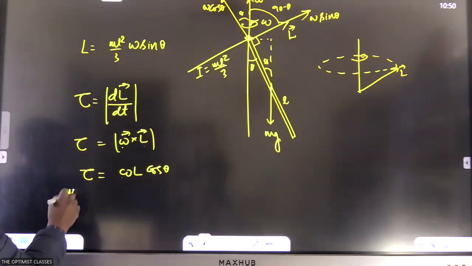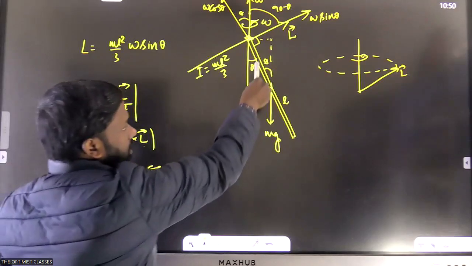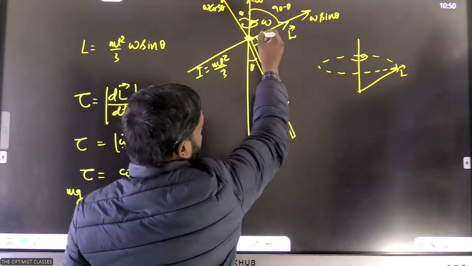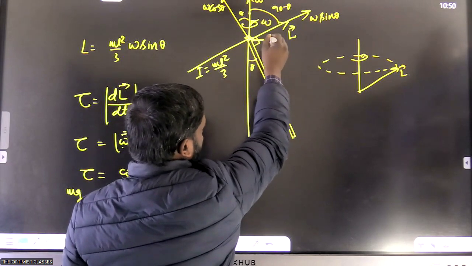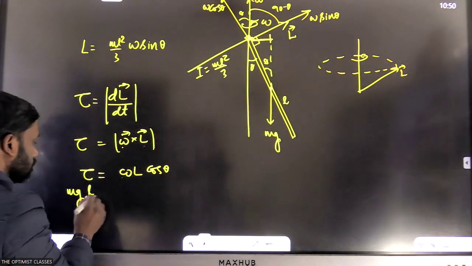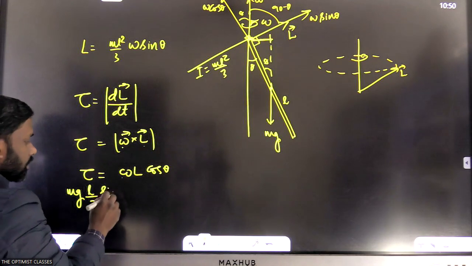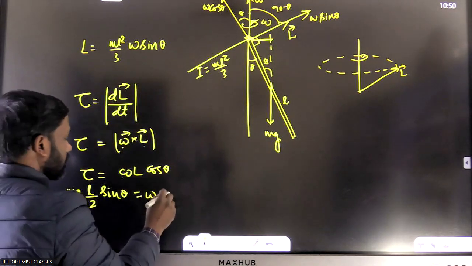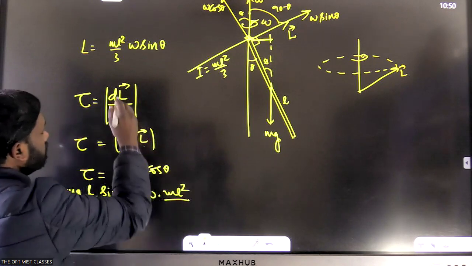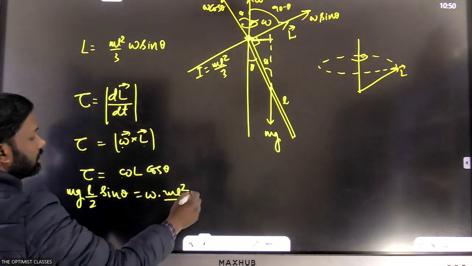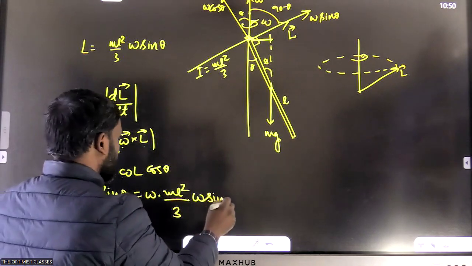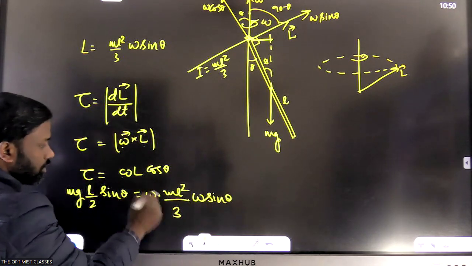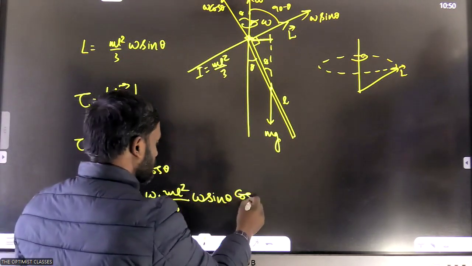So torque can be written as force. This is the line of force, you can see. And the perpendicular distance on the line of force is L by 2 sine theta. So that is equal to the moment of inertia times omega, and let's put the value of the moment of inertia, that is mL square by 3, and omega square sine theta. And so we have put the value of L, and now there is a cos theta term here.